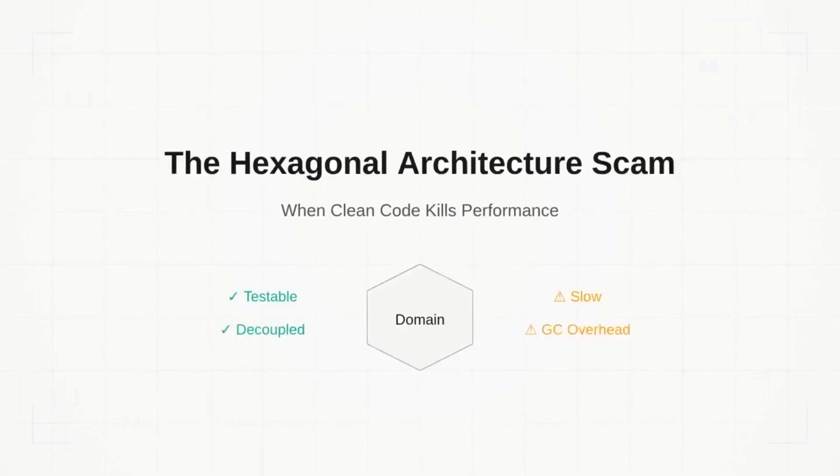In the relentless pursuit of architectural purity, many engineering teams accidentally build a performance bottleneck. We call this the hexagonal architecture scam. It's what happens when the very abstractions designed to protect your application end up suffocating its throughput. Let's unpack exactly how clean code can kill your performance and what you should do instead.